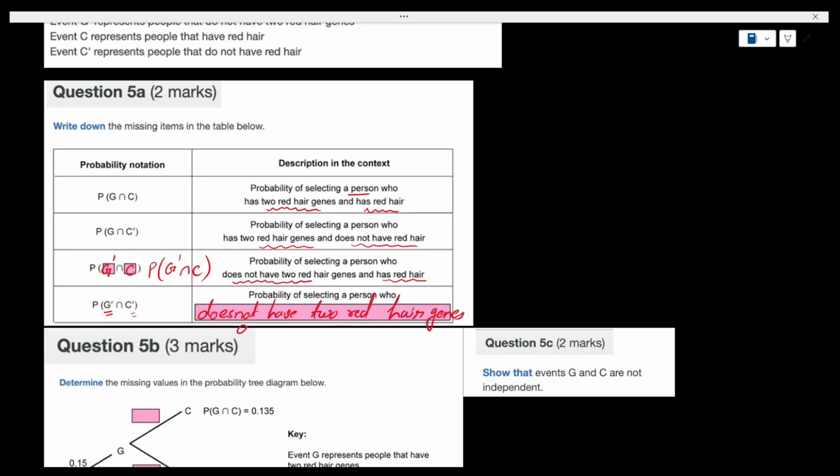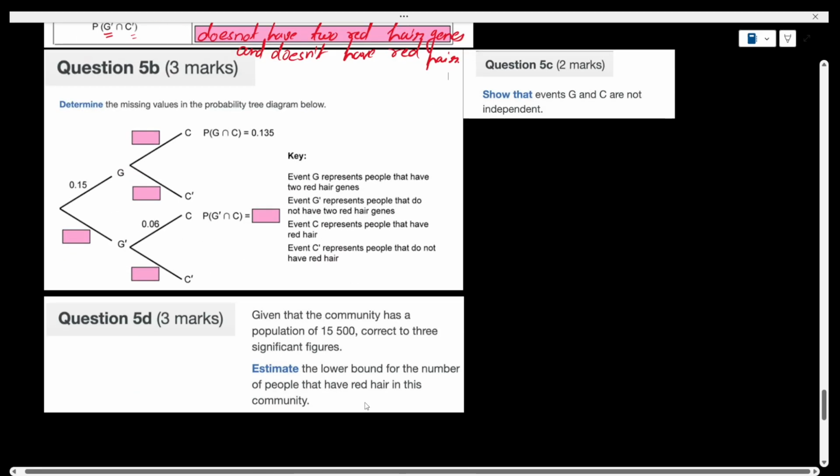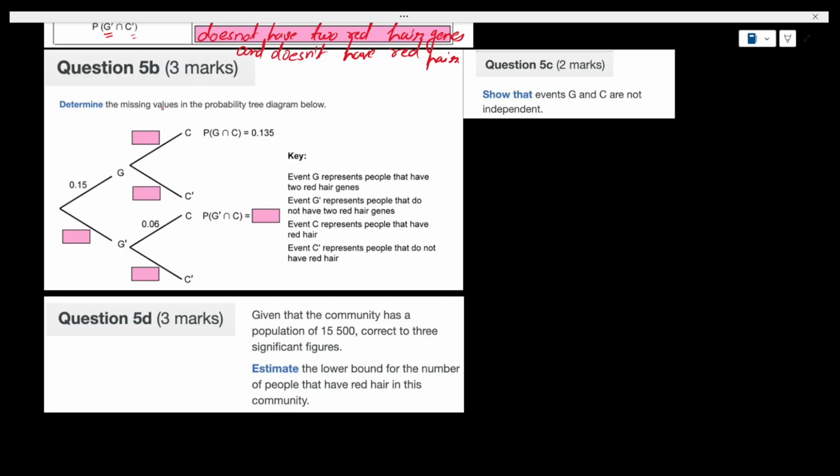genes and does not have red hair also. So this is a two marker question which is very easy. The next question given here is 5B, a 3 marker. We need to find out the missing value in the given probability tree diagram.